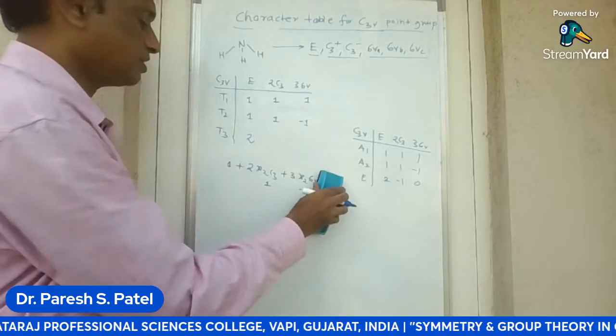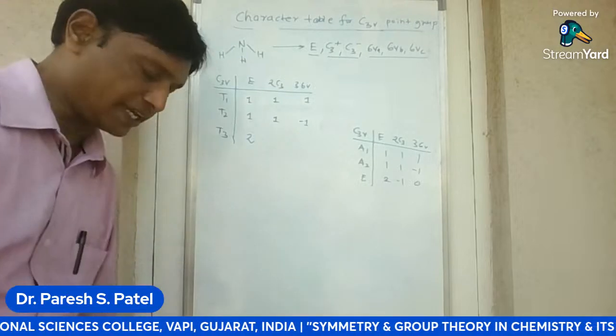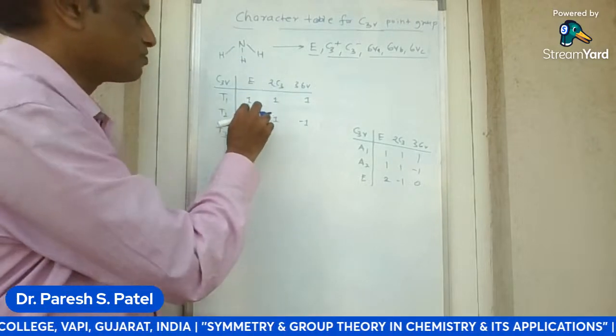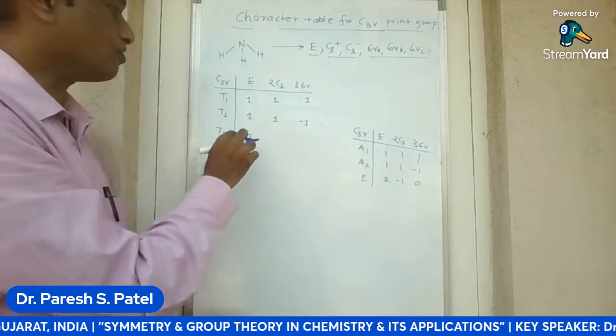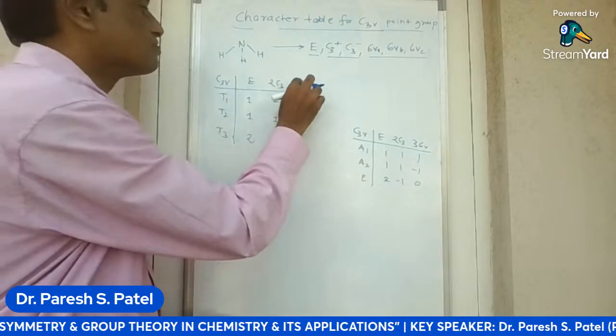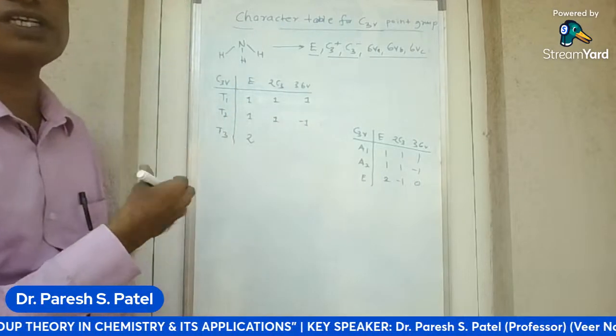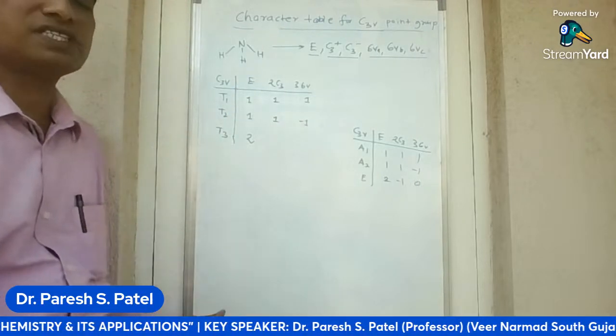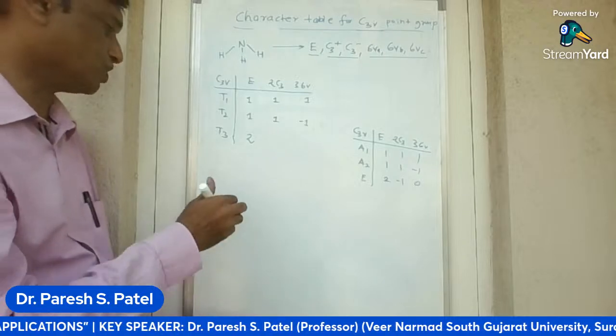But this must also satisfy characteristic number three: the sum of the squares of the characters is equal to the order of a group. 1 into 1 square, 2 into 1 square, 3 into minus 1 square is equal to 6. Means the second representation should be 1, 1 and minus 1.